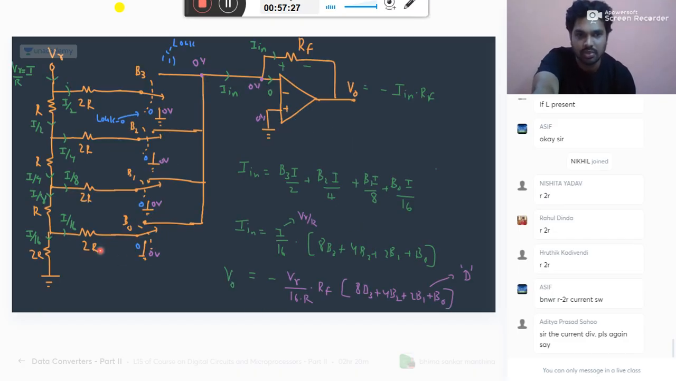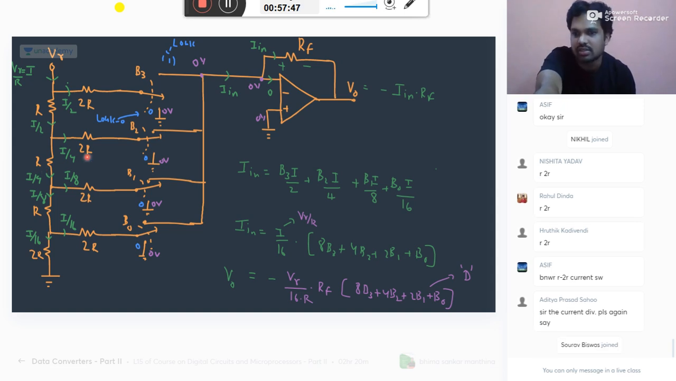Current division is the same, simple here. Two resistors are equal, so current divides equally. If this is R and you add this, you get 2R. This whole is 2R, this whole is 2R, so current is dividing equally. This is 2R, and in parallel with the 2R it will give you R. In series with R is 2R. This is 2R and this is 2R. Current divides equally. Same, this whole is R.